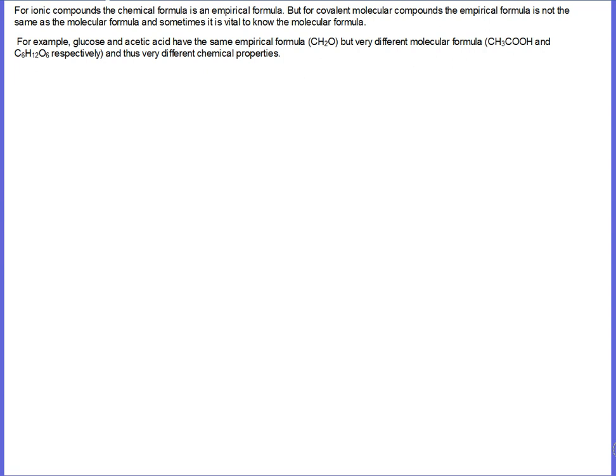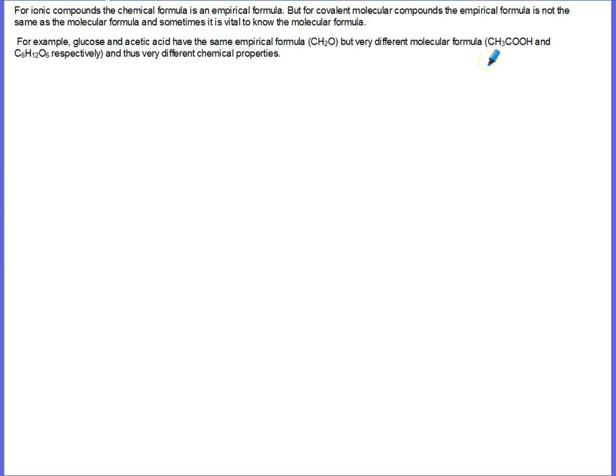So why do we need to know the molecular formula? Because for covalent molecular compounds, the actual properties really depend on the number of atoms in that molecule. As an example, glucose and acetic acid both have the same empirical formula, which is CH2O, but they've got very different molecular formulas.